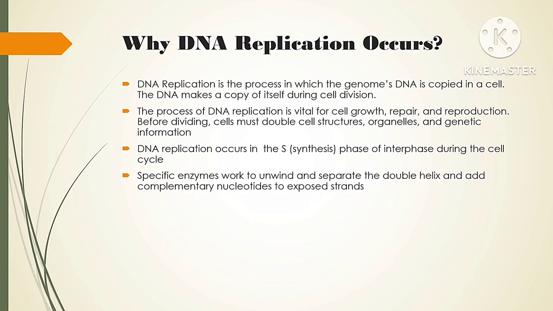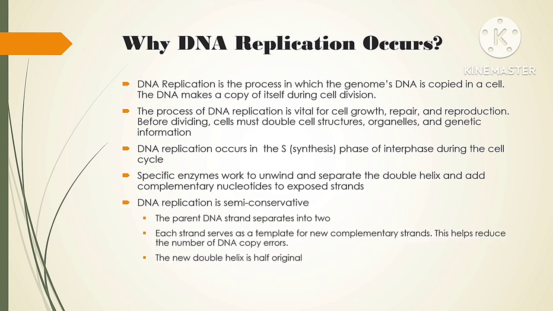Specific enzymes work to unwind and separate the double helix and add complementary nucleotides to exposed strands. DNA replication is semi-conservative. The paired DNA strand separates into two. Each strand serves as a template for new complementary strands. This helps reduce the number of DNA copy errors. The new double helix is half original.